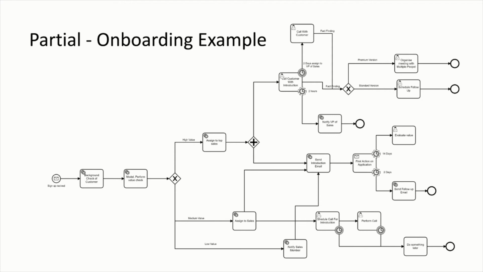So medium value, we're going to assign it to a normal salesperson or a mid-tier salesperson. Low value, okay, cool. So notify a salesperson in this case, and we're just going to move on the process automatically. So here let's go back to the top level guy. We're going to split off two actions. Boom. We've assigned it to whoever our high level person is.